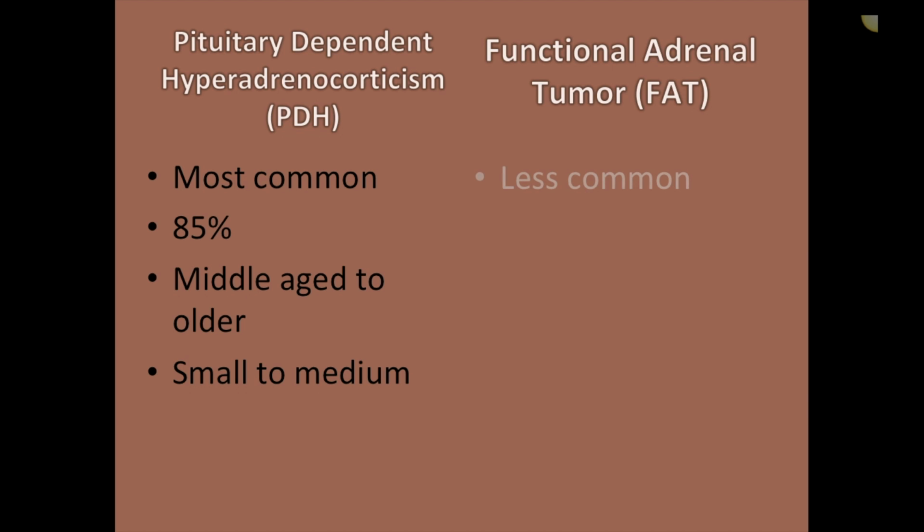So the second type is functional adrenal tumor. So this means that their adrenal gland is working, but there's neoplasia that is affecting it to a point as well. So this is neoplasia. It's less common, and it often is in large breed dogs.